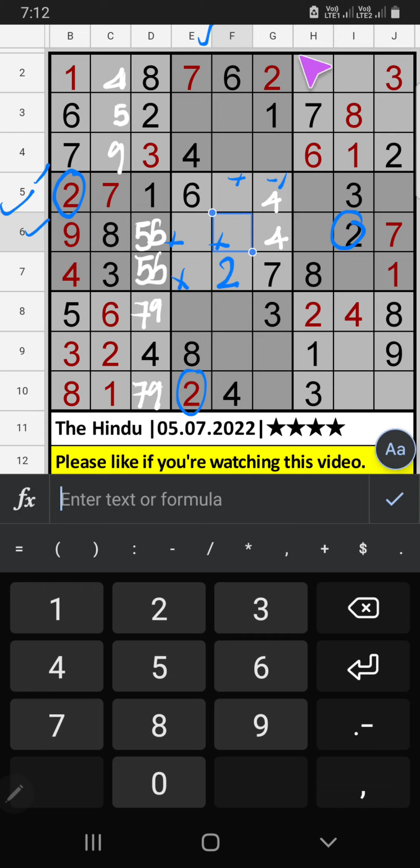5th row and 3rd grid, we have 6, so 6 can't come in these cells, then 6 is confirmed here. Column J, 2 numbers are remaining, 4 and 5, it will come in one of the two cells, we will confirm later.